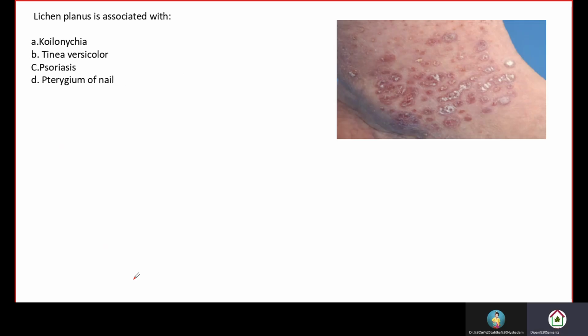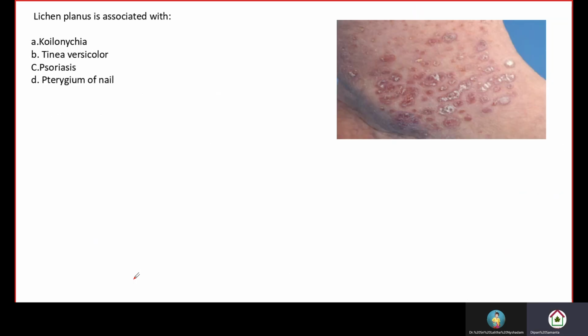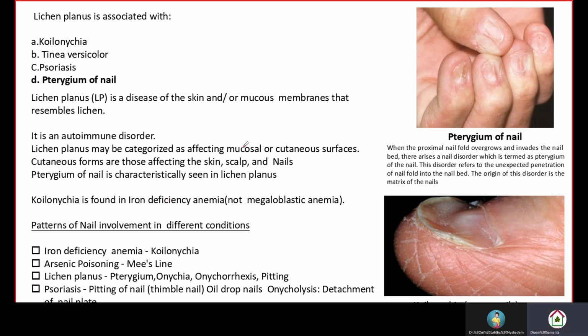Okay, next question. Lichen planus is associated with Koilonychia, tinea versicolor, psoriasis, pterygium of nail. So lichen planus is associated with pterygium of nail. So this is a typical lichen planus picture. And pterygium of nail specifically is this.